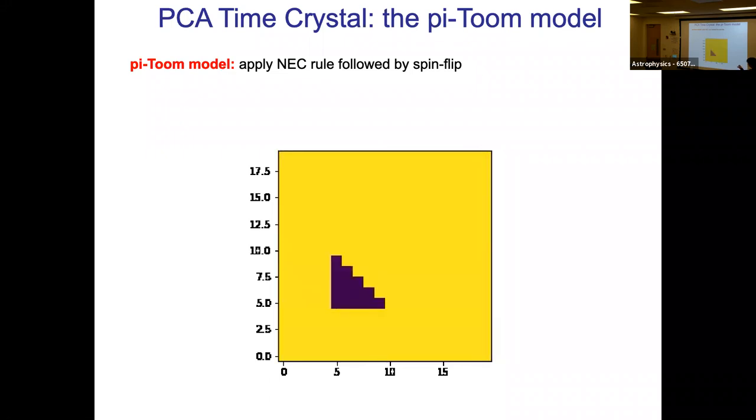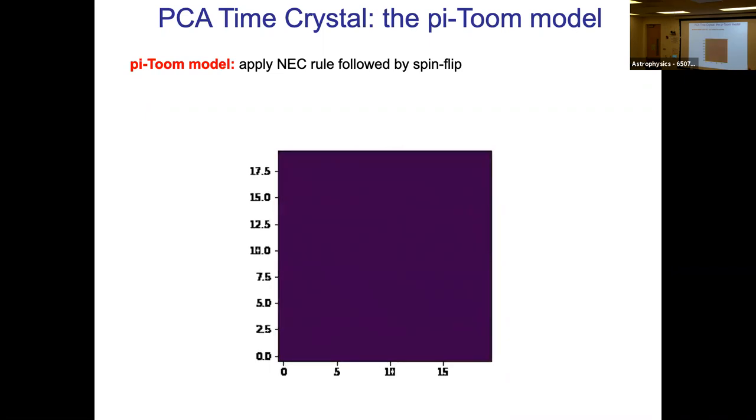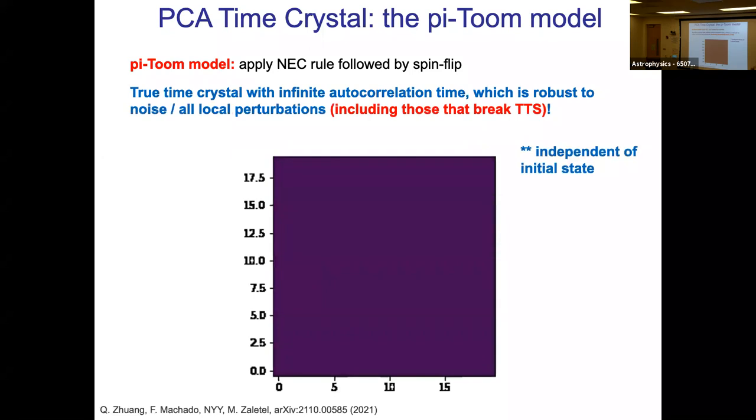So now it's still eating up the small minority island, but now you're flipping it so that the magnetization of the system only comes back to itself every two periods of the drive. The most remarkable thing, perhaps, is that I'm now going to implement biased noise. So purple will flip to yellow more likely than yellow will flip to purple.